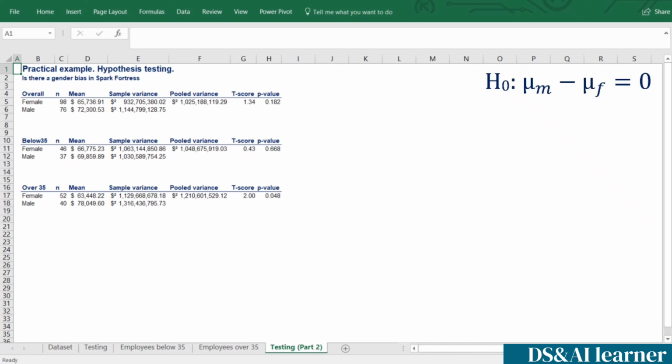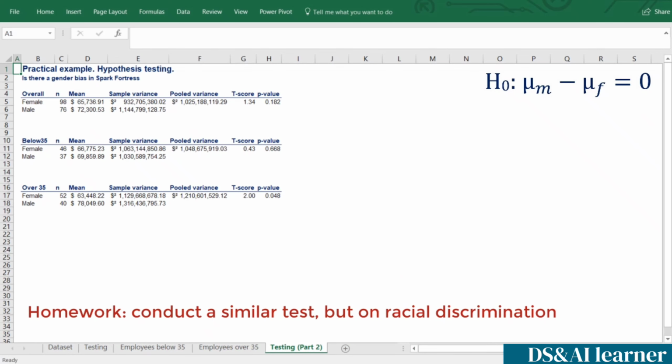All right, your homework is to conduct a similar test that aims to capture if there is racial discrimination in the firm. You can find it in the data in the resources for this lesson.